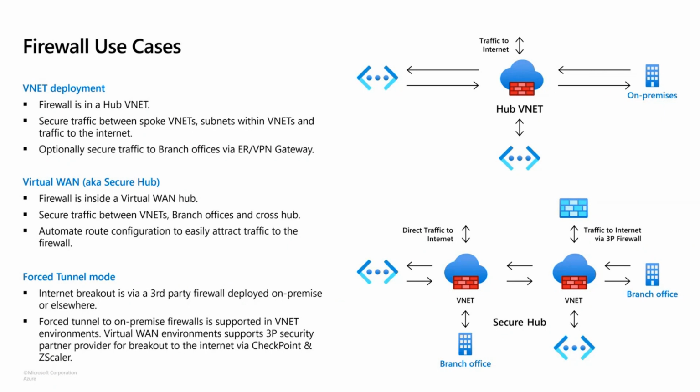It also integrates with third-party firewalls. In a virtual WAN hub, you can have a third-party firewall for internet traffic. Then you can have the hub plus the firewall configured such that the rest of the traffic goes through the firewall, and then internet traffic goes through the NVA.